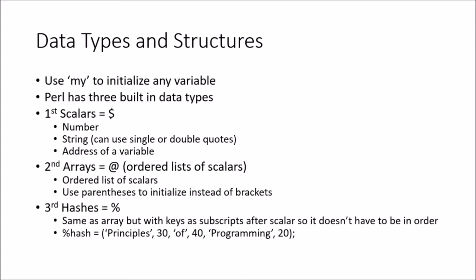The third are hashes, and you use the % sign to show that. Same as an array, but with keys as subscripts with scalars, so it doesn't have to be in an order. A good example is %hash equals, you have your parentheses, like we talked about with the arrays, and two examples from that are a single-quoted key followed by a value, like 30, and another like programming, 20, so on and so forth. And that's just how you create your hashes.